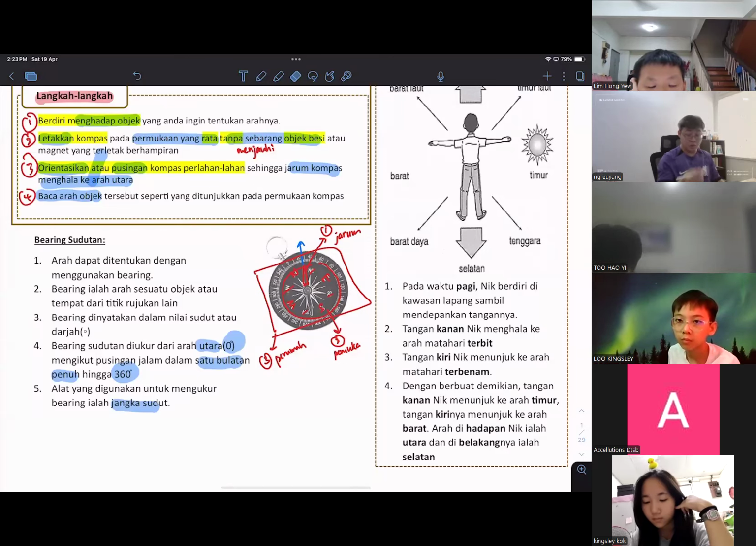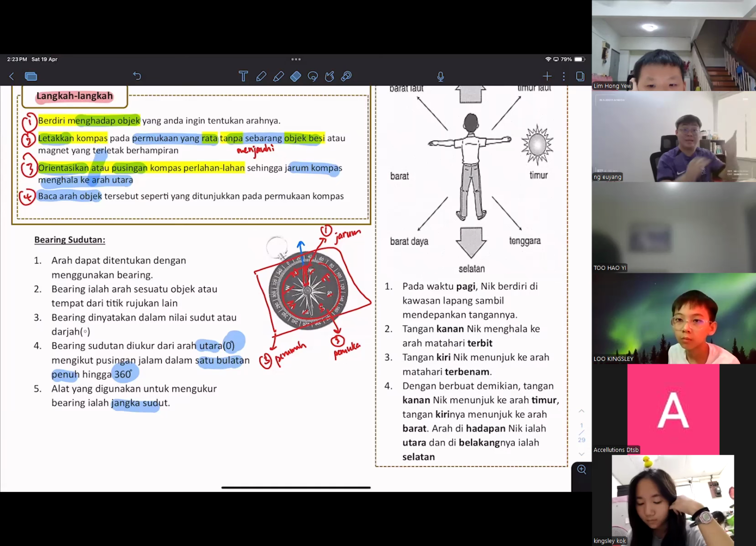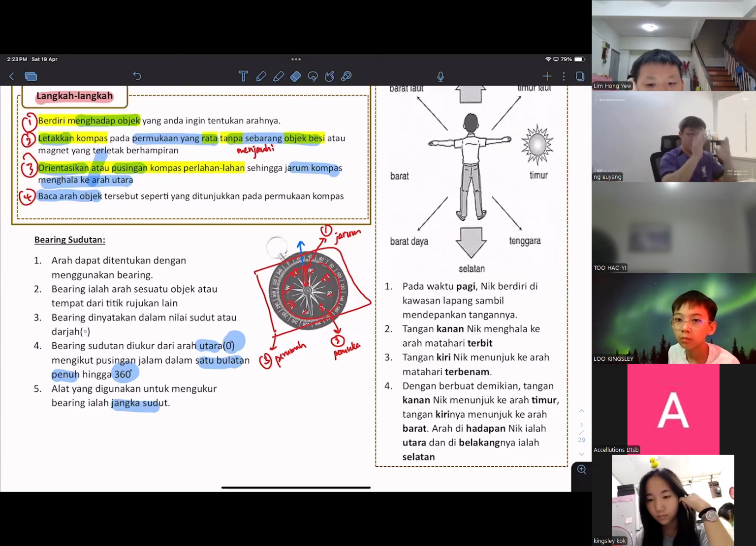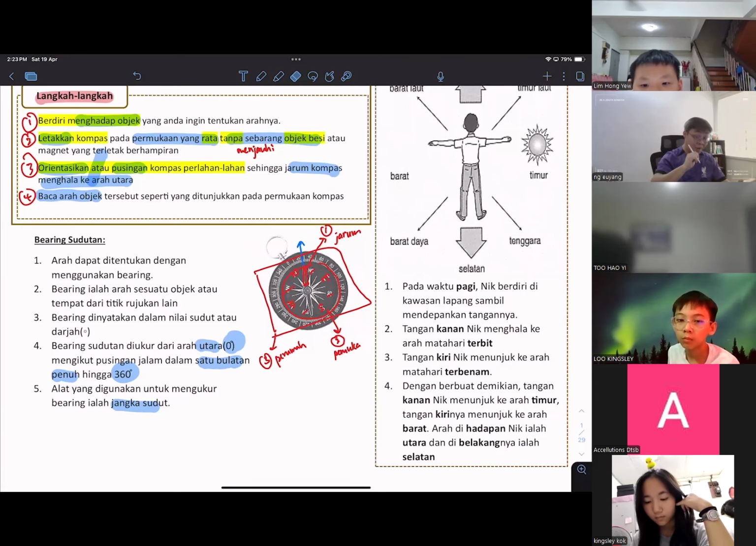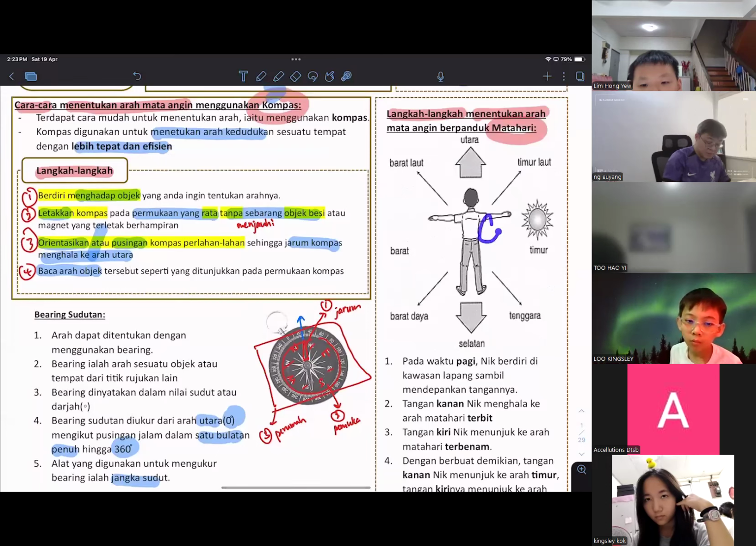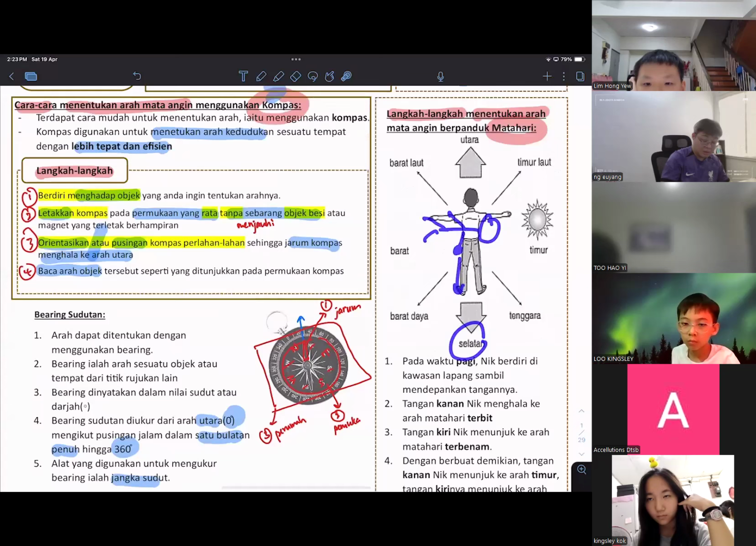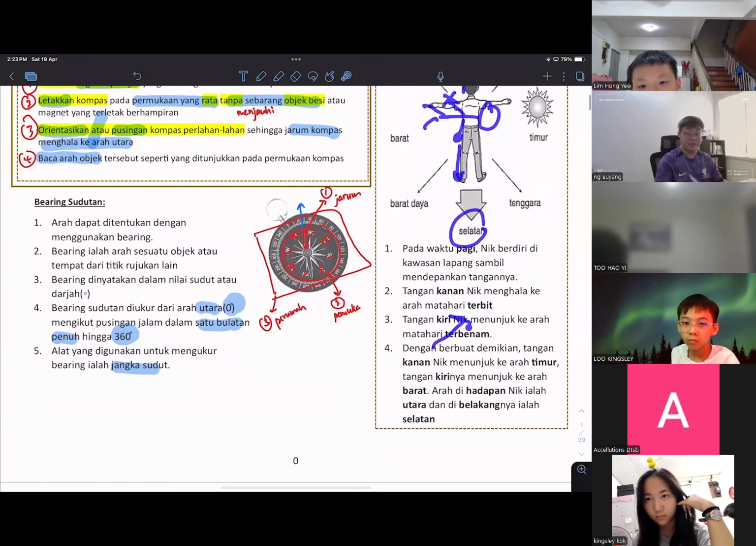Pada waktu pagi, which means when the sun is rising, matahari terbit, we are facing towards the sun. So our back side will be the west, right? So as I show you guys, we are facing towards the sun. The right hand is going to point to the south. Our left hand is going to point to the north. So try to follow the steps from the textbook.